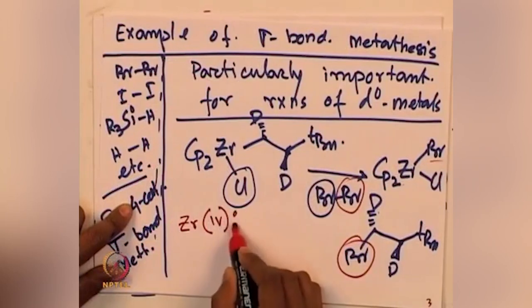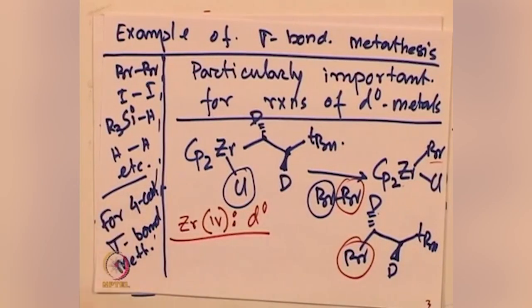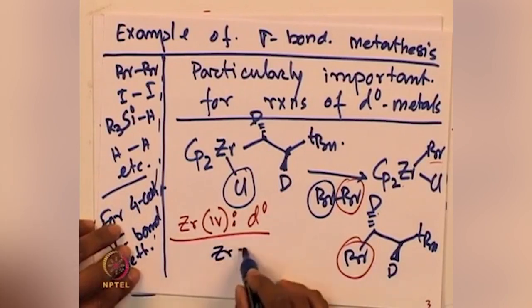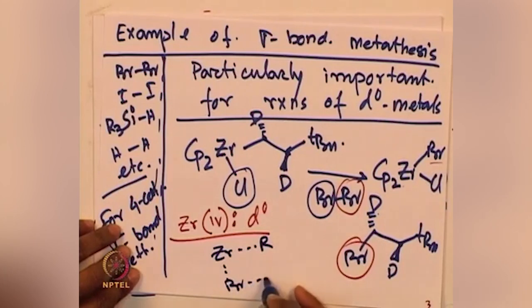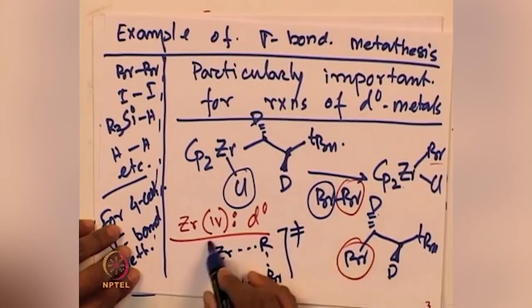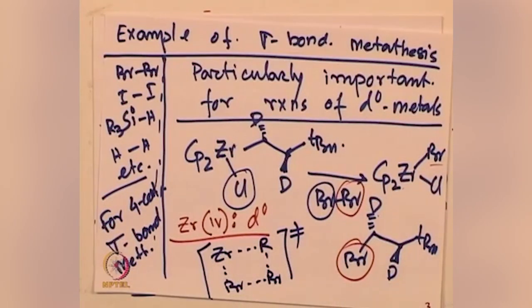So what we see here is a very special case with the zirconium 4 d0 metal center, and it gives the sigma bond metathesis that we were discussing. So this is the sigma bond metathesis reaction. Also, another thing more important to notice: we have taken a center which is optically active. If you look at the product formation, you will see retention of configuration. That is another strong take-home message: sigma bond metathesis is a four-centered reaction mechanism which proceeds with retention of configuration.